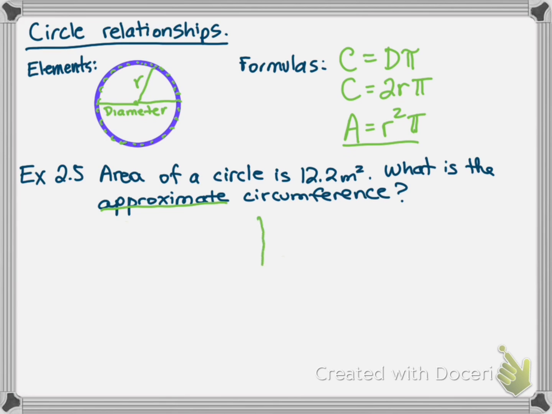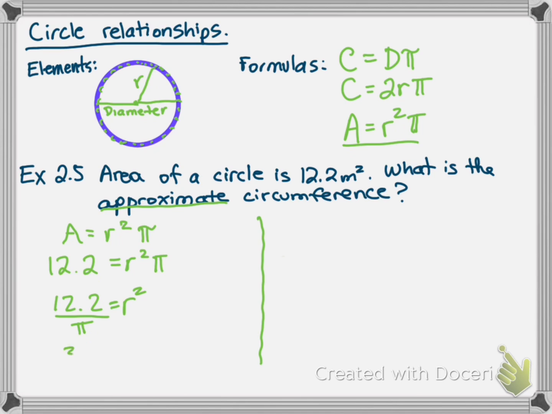So this is a two-step problem. We're first going to have to find the radius, and for that we're going to use the formula area equals radius squared times pi. We're going to replace the area with 12.2, and then we're going to pass the pi to divide. Remember that pi is 3.14, so when I divide that equals 3.8. And then to find r, I have to find the square root on both sides. And that is going to be 1.97.